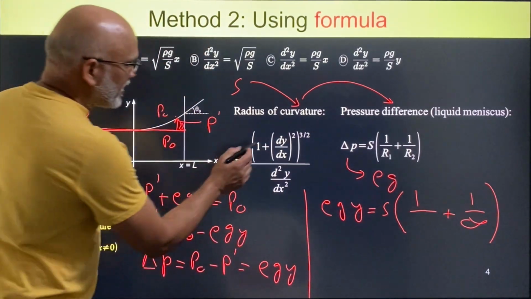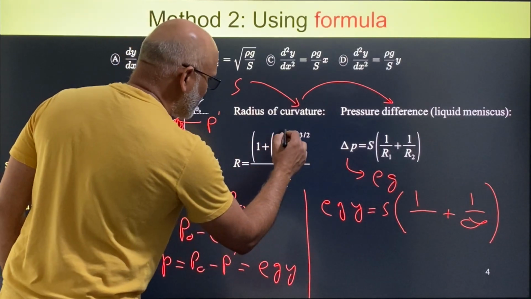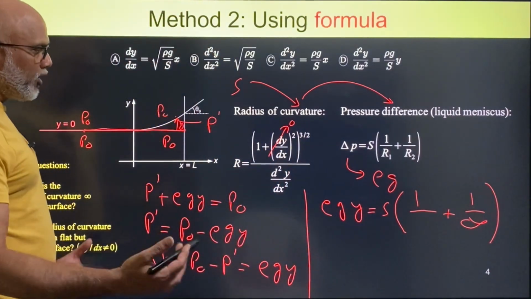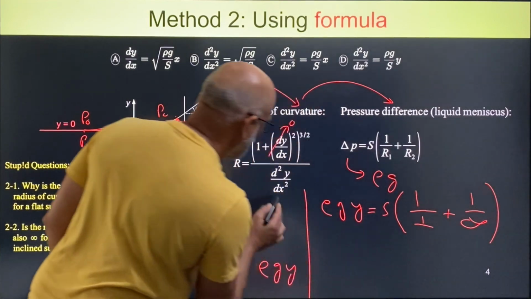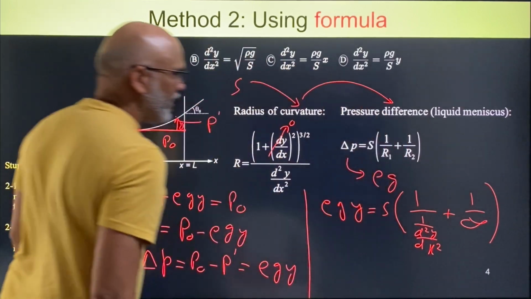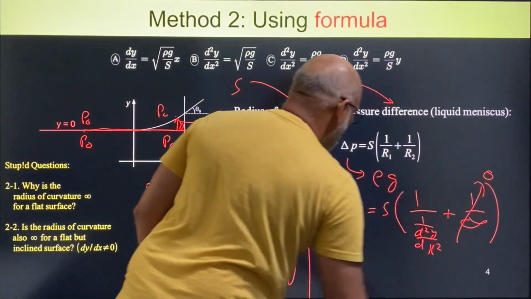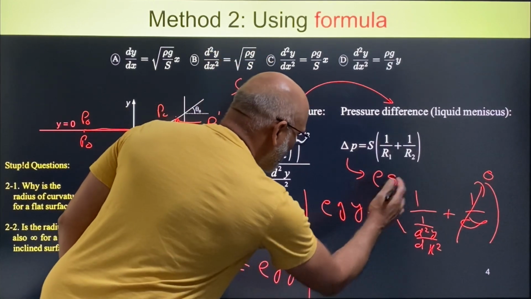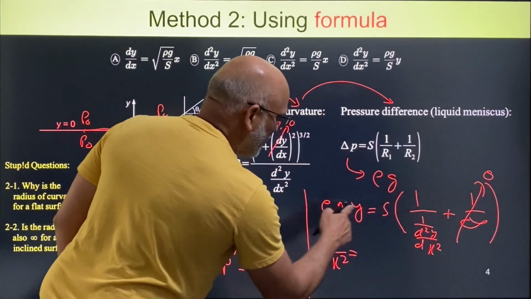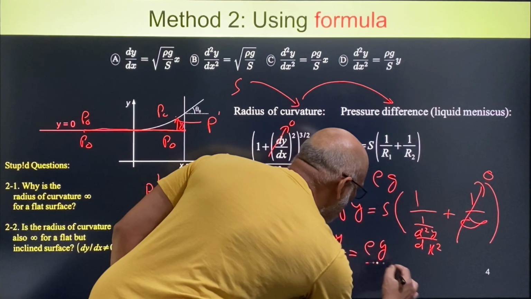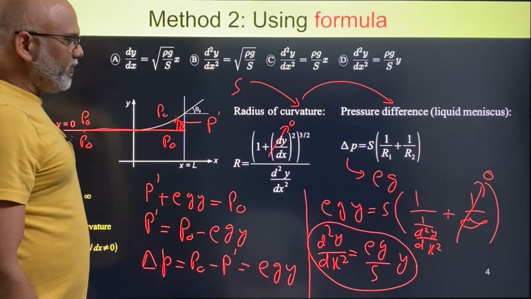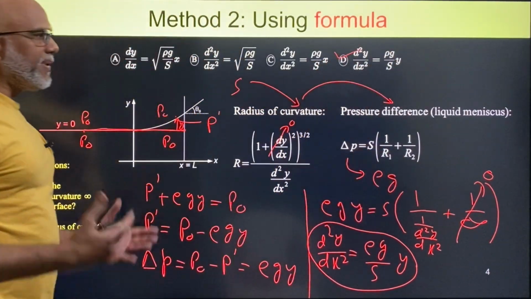It is given in the problem that the slope dy over dx is very small, it's negligible compared to 1. The whole numerator is going to be 1. So it's going to be 1 over, this one here is d square y over dx square. Now this is 0. If I rearrange it, this comes to the top, so that is d square y over dx square equals rho g over s times y, and this is exactly this one, right? So we get the same answer.